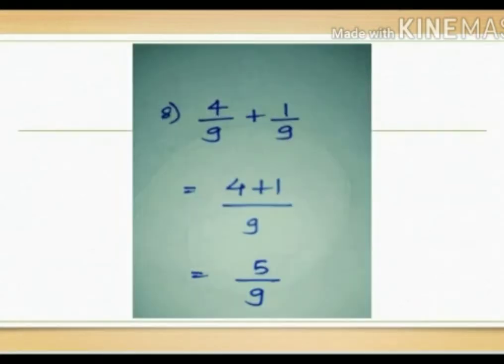Eighth one, 4 upon 9 plus 1 upon 9. Add the numerators 4 plus 1 and write denominator as it is, 9. So the answer is 5 upon 9.